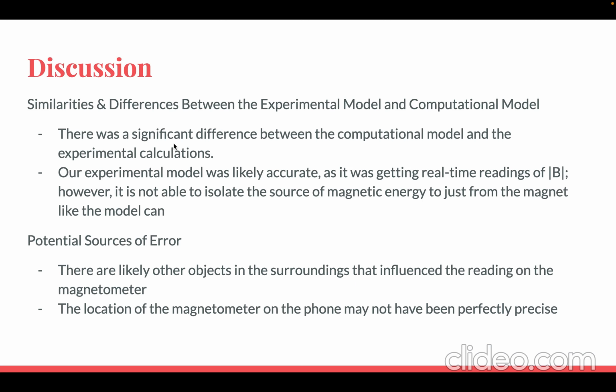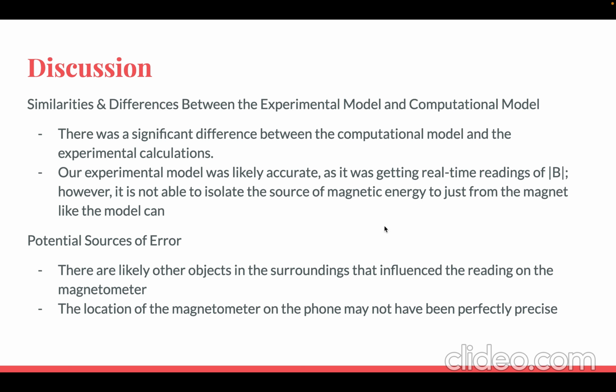So there was a significant difference between the computational model and the experimental calculations. I would say, though, that our experimental model was likely accurate. It was getting real-time readings of the magnetic field, but it's just not really possible to completely isolate the source of magnetic energy to just the magnet because we're constantly surrounded by different magnetic forces.